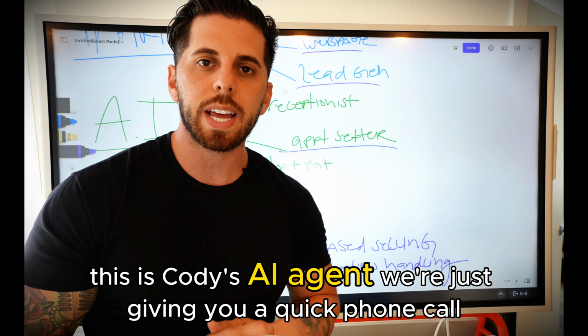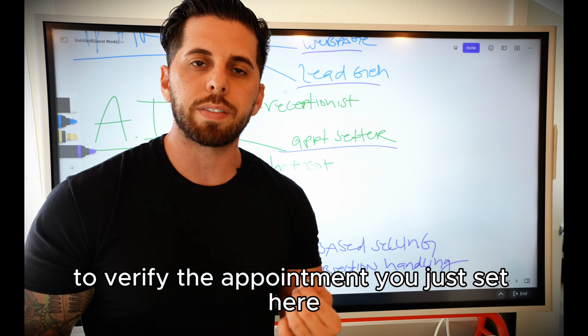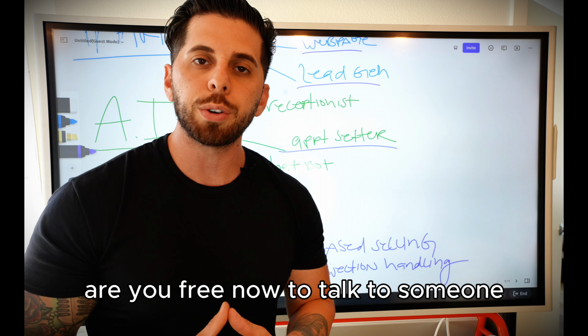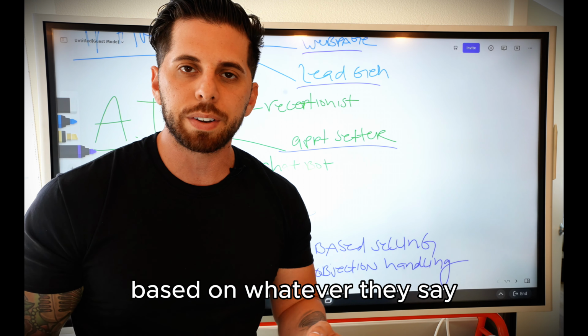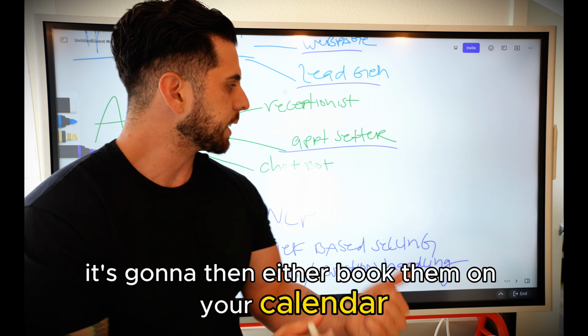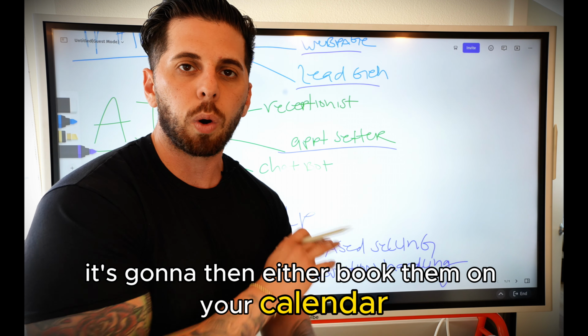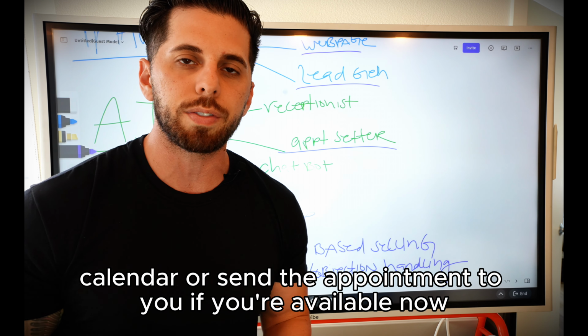"Hey John, this is Cody's AI agent. We're just giving you a quick phone call to verify the appointment you just set here. Are you free now to talk to someone, or would you like to schedule an appointment for later?" Based on whatever they say, it sounds very human. It's gonna then either book them on your calendar or send the appointment to you if you're available.